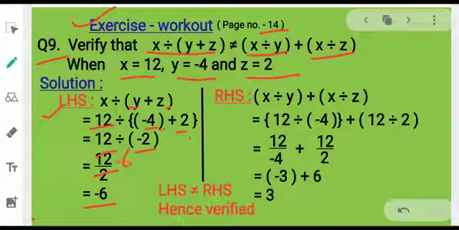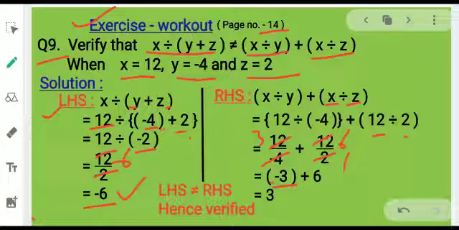Move to the RHS part, which is x divided by y plus x divided by z. In place of x we write 12, in place of y we write minus 4, again in place of x we write 12, and in place of z we write 2. Now we have 12 divided by minus 4 plus 12 divided by 2. In the first term, dividend and divisor have different signs, so we write minus in the answer, and 4 ones are 4, 4 threes are 12, so we have minus 3. In the second term, 2 ones are 2, 2 sixes are 12, and divisor and dividend both have positive signs, so the answer is plus 6.